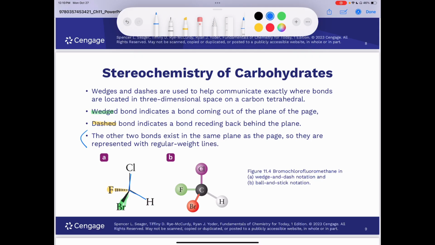Now, moving forward in this chapter, it might be handy to have a handheld model kit. You don't need to have one to complete the chapter at all, but it can be handy to help you understand some of the concepts we're going to look at. So again, the dash means the bond is going into the page, like the bond to the fluorine that's shown here, highlighted in yellow, and the wedge means it's coming out towards you.